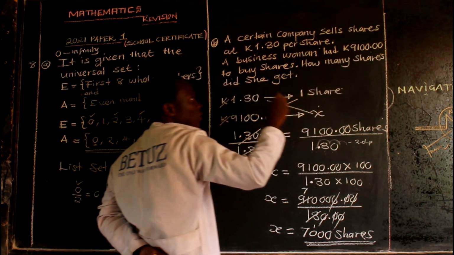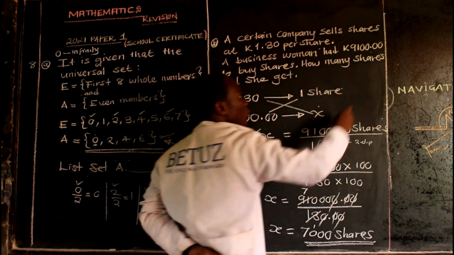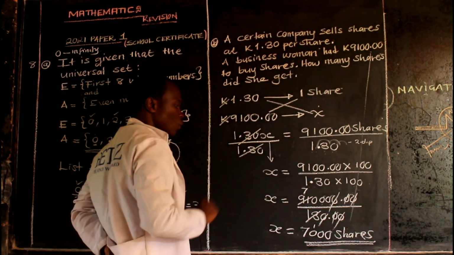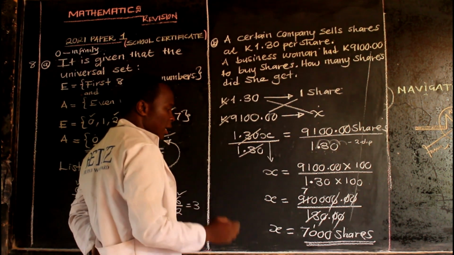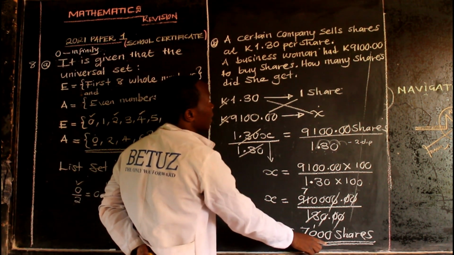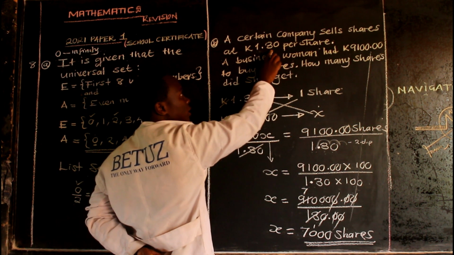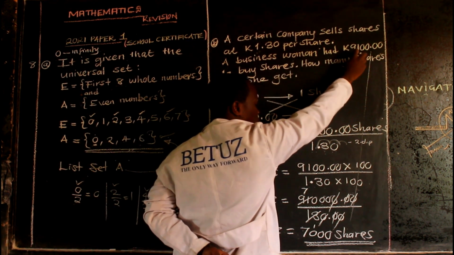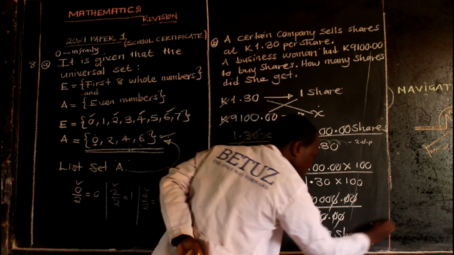9,100 kwacha. So for 9,100 kwacha, she's going to have how many shares? 7,000. If you want to prove, just multiply 7,000 by 1.30 kwacha. You're going to have this amount. So this is the way you answer.